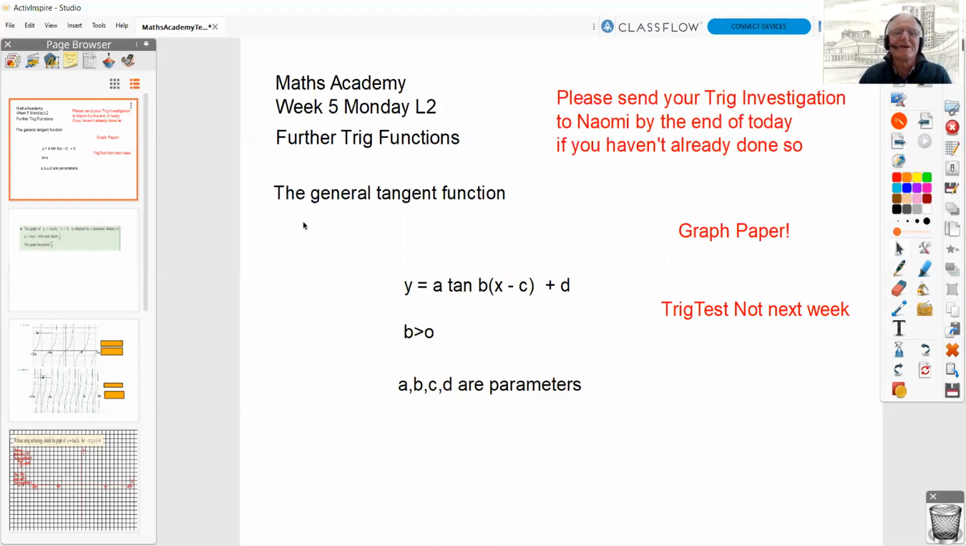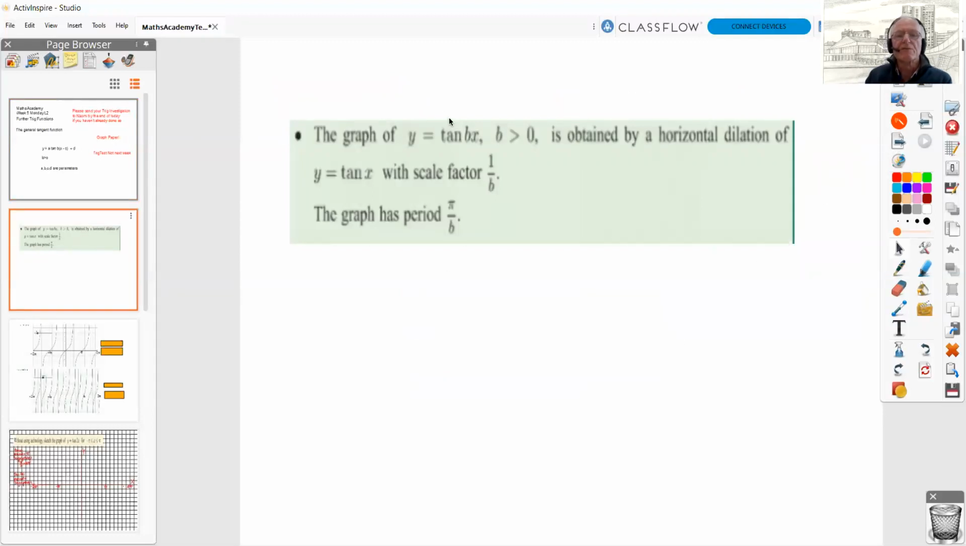So this is what we're talking about today, the general tan function, like this, just like the sine one, where A, B, C, and D are parameters. Fortunately, though, in the tan one, we only have to look at B and C. We don't worry about A and D, okay? So generally, we look at this one, y equals tan Bx, and we see what happens to the graph when we change B.